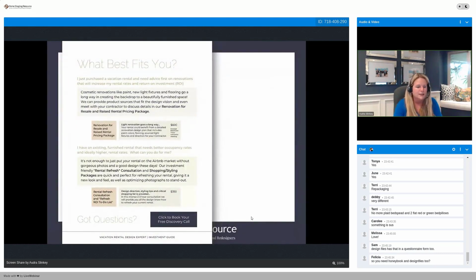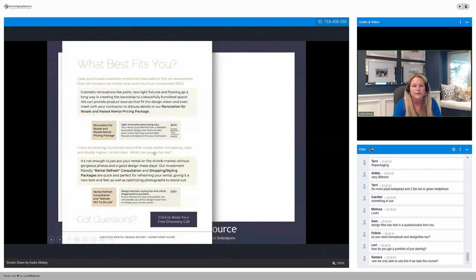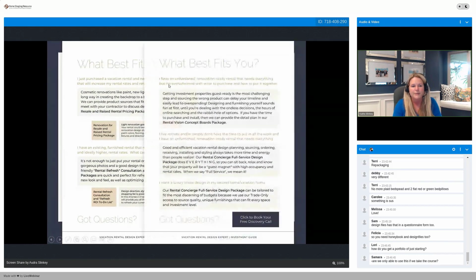And then the other thing is we talk about, speaking to the struggle of the different people you're going to have. I just purchased a rental and it needs reservations. What service package do I need? I have an existing rental. I need better occupancy rates. What package do I need? And don't pay attention to any of those pricings because it's all different. I'm not showing you our packages because that's in the training. I can't do that.